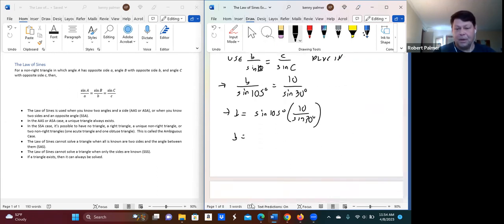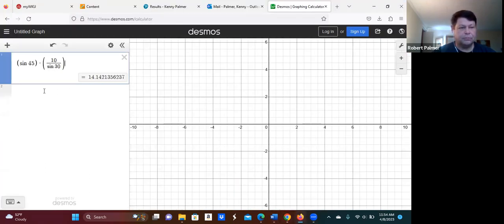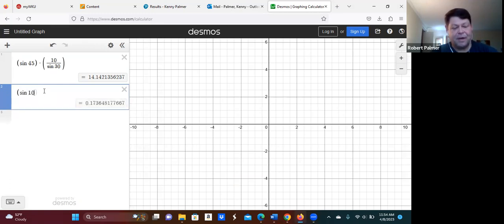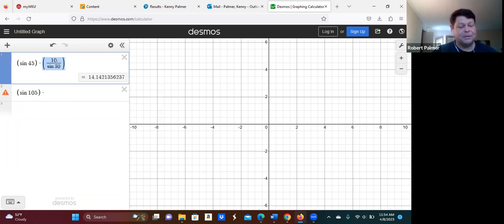So let's do that. Go back to Desmos. Let's use parentheses this time. So the sine of 105 degrees times, then I'll just copy and paste this.